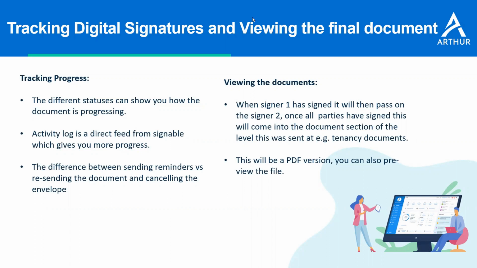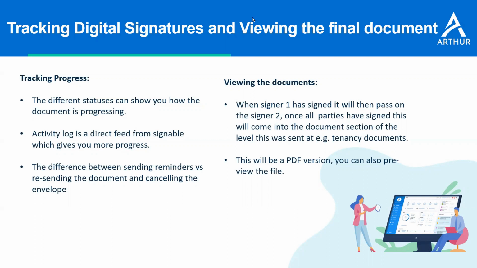And we also have activity logs. That's a direct feed from Signable. So most of the time, some people might not really understand the statuses, but you can actually just look at the activity log to give you a lot more detail in regards to what's happening with that document. It can show you if someone's opened it, if someone's viewed it, etc. And then also going over the difference between sending reminders, resending the document, and then also cancelling that envelope. We can go through those in a moment.